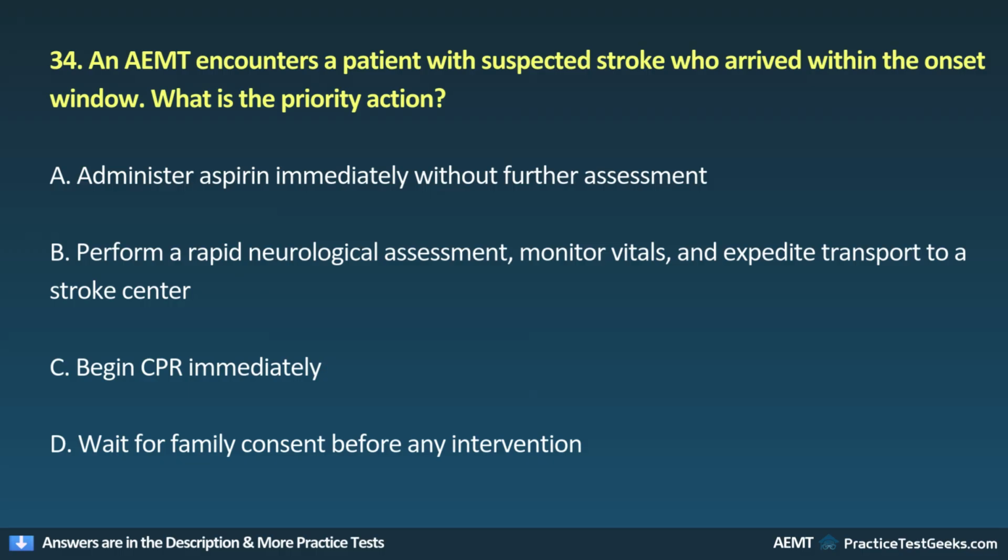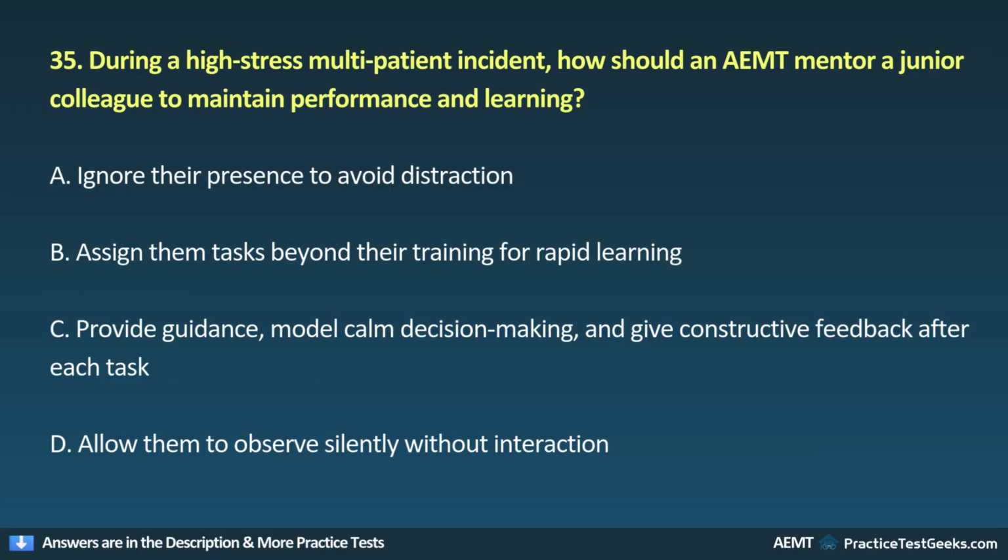A. Administer aspirin immediately without further assessment. B. Perform a rapid neurological assessment, monitor vitals, and expedite transport to a stroke center. C. Begin CPR immediately. D. Wait for family consent before any intervention. 35. During a high-stress multi-patient incident, how should an AEMT mentor a junior colleague to maintain performance and learning?